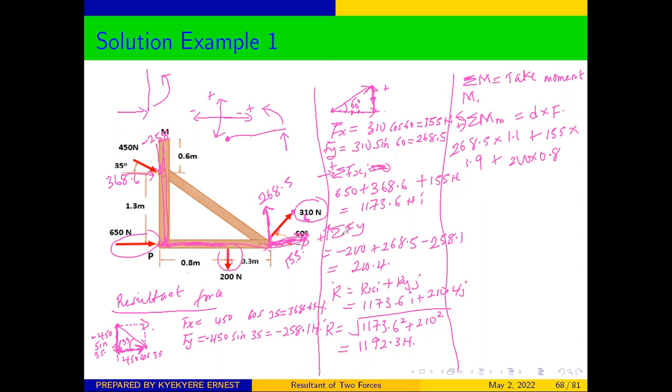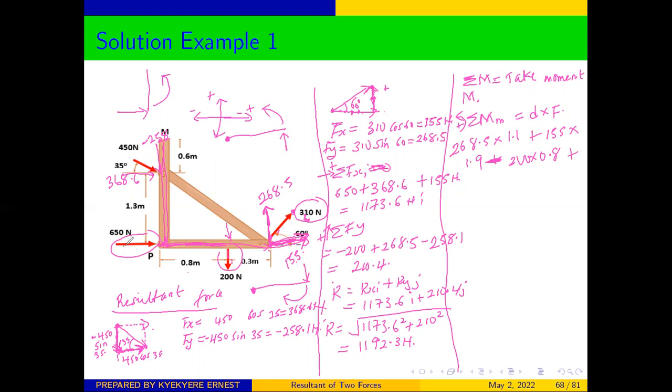But is it going to be clockwise or anti-clockwise? By the principle of transmissibility, this force can be placed here. So if you have the distance like this and the force is here, and this is where we are taking our moment from, then this is going to rotate the object in this direction, which will be clockwise. So what is here is going to be negative. And then we have plus.